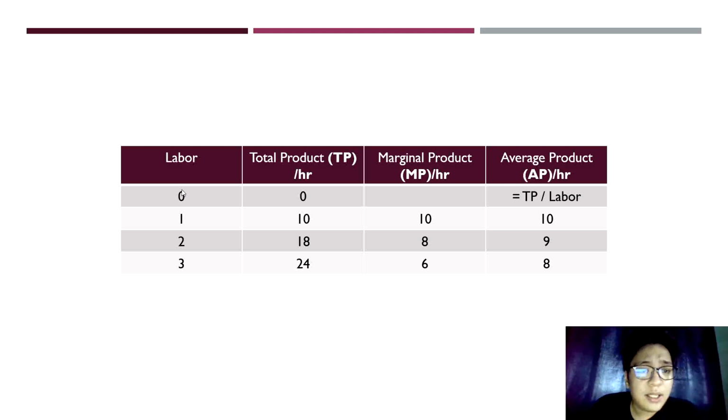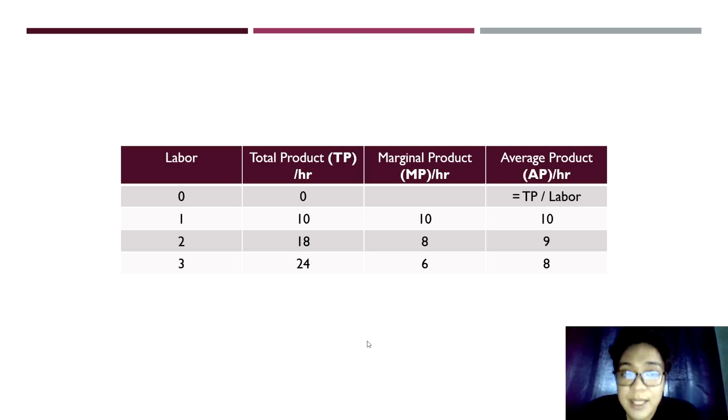So there we have the input of labor na. Now, if we will have one laborer, that one laborer can produce a total product of 10 burgers per hour. If we will increase our input, or we will change our input into 2 laborers, we will then have 18 burgers per hour. And then, if we will again change the number of laborers, we have now 3. We will now produce 24 burgers per hour. So, yun yung total product natin.